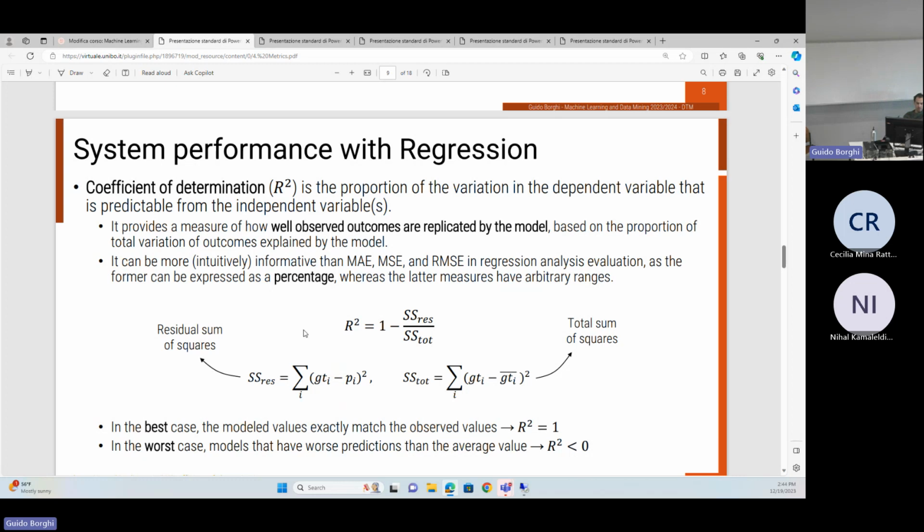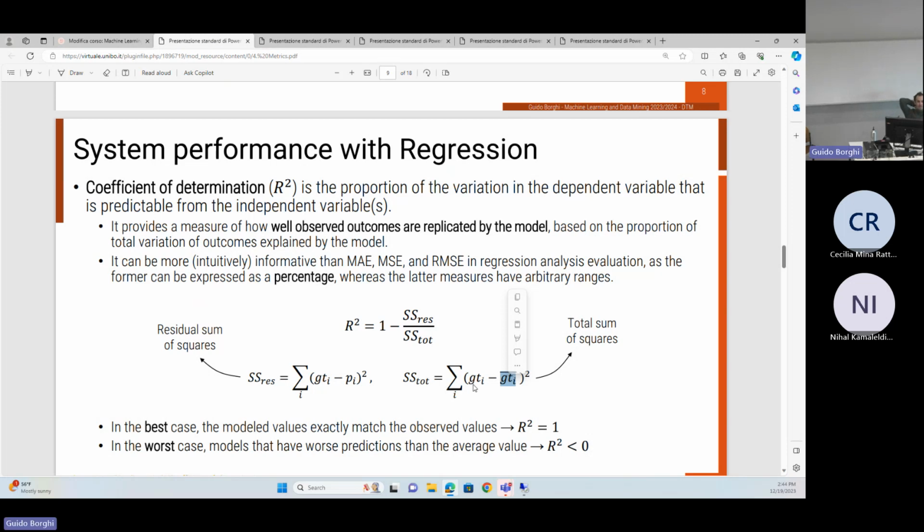Here you can see the equation. The formula of this metric is 1 minus SS residual, the residual sum of squares, over SS total, the total sum of squares. The residual sum is the sum of the difference we have seen before, using the power of 2, between ground truth and predicted values. And the total sum is the sum of the squared difference between the ground truth values and the average of the ground truth values.